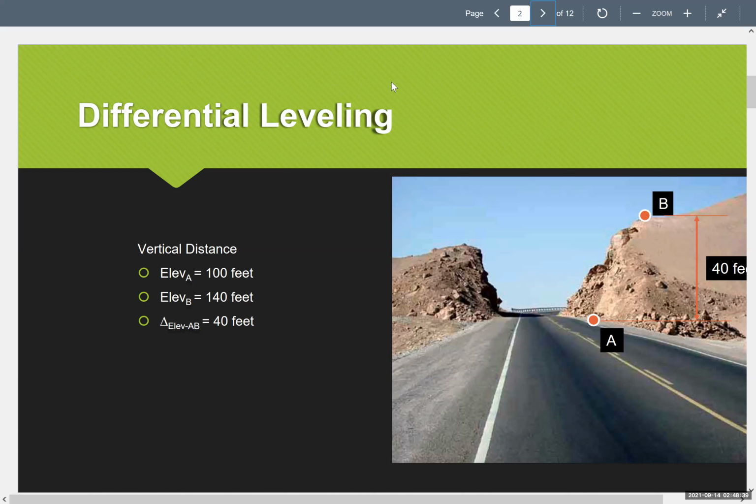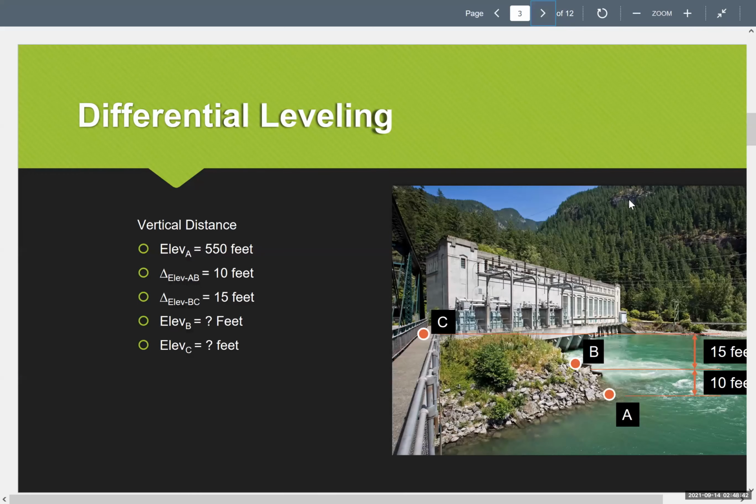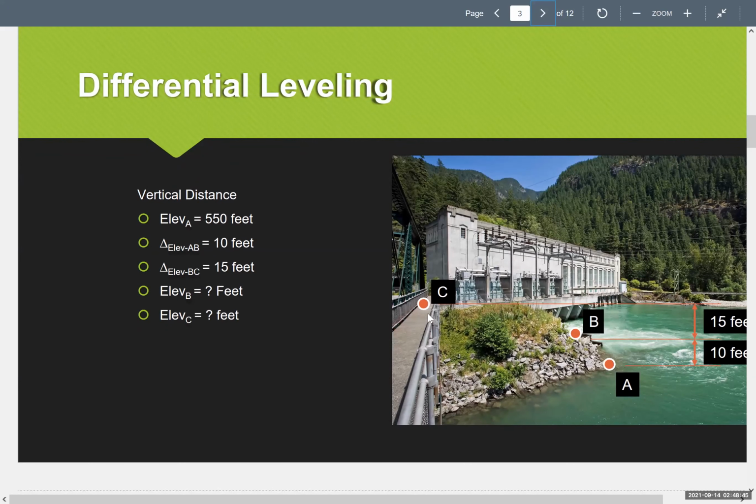Let's look at another example. So here we're looking at a dam, we're looking at a little bridge to the dam, we're looking at 3 different points. Point A is right on where the water surface is. B is a little bit up the embankment where the rocks are. And then C is where the pedestrian path is. So elevation of A is 550. And the difference in elevation, which somebody would have been able to get from differential leveling, between A and B is 10.